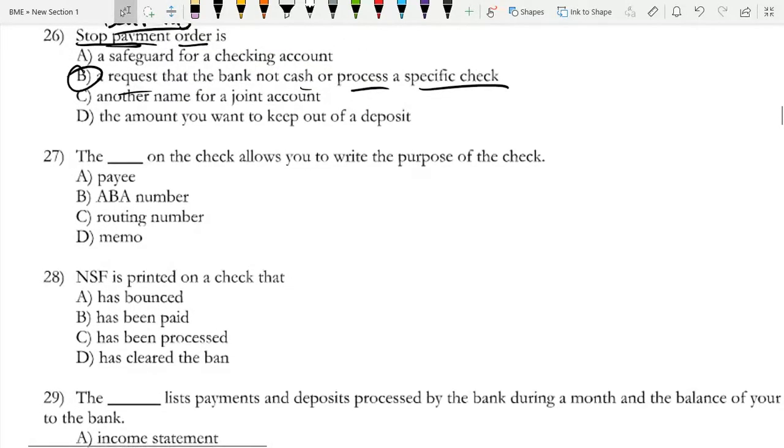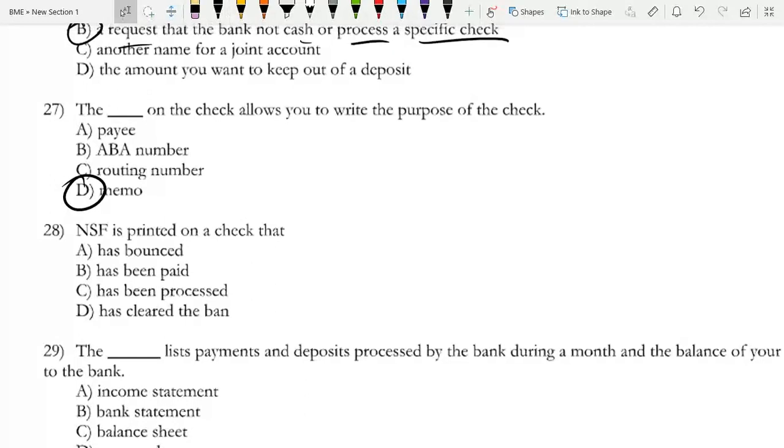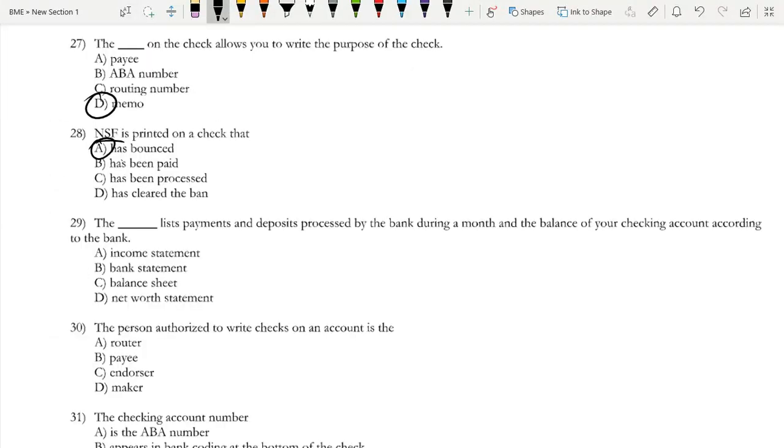The blank on a check allows you to write the purpose of the check. This is the memo. And lastly, NSF is printed on a check that has bounced. NSF stands for non-sufficient funds, and this is why the check has been bounced. You can think of it as you paid the check, then the bank bounced the check, like it hasn't cleared the check because you don't have sufficient funds to pay for it.